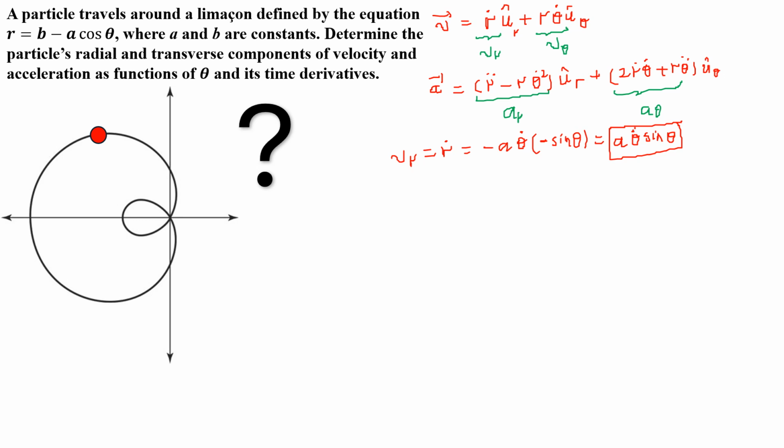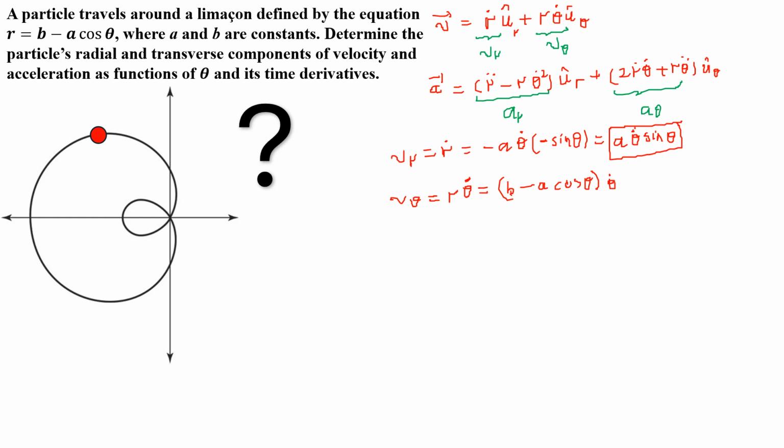Okay, so that's theta dot here. Now for v theta, the transverse component of velocity simply is r theta dot. Now think about that. Here, I don't need to take any derivative. Why? Because now r here simply is b minus a cos theta. And this is simply, sorry, here maybe I put dot by mistake. This is times theta dot.